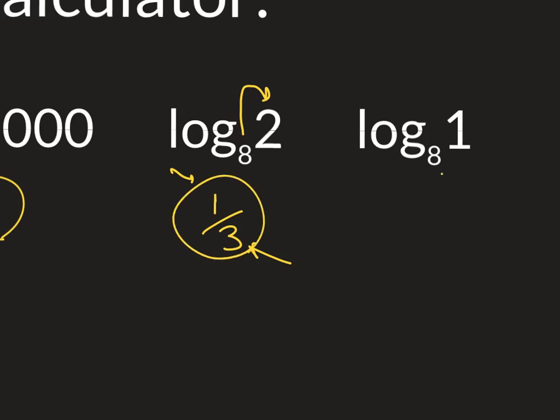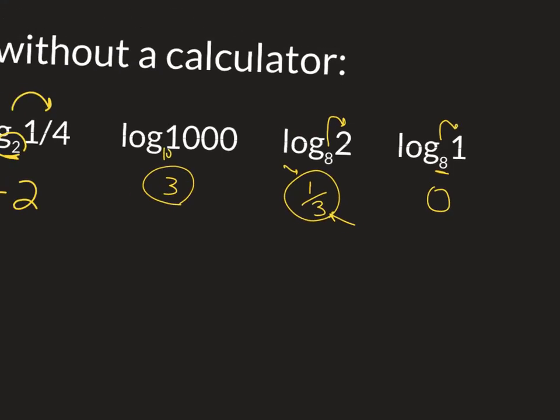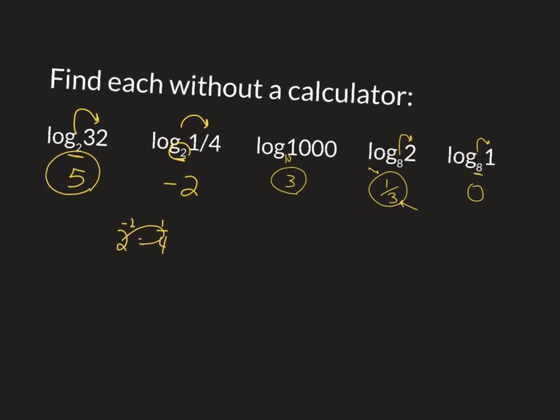And the last problem, 8 to what power is 1? Think about that. What power do you raise anything to and get 1? It's the 0 power. Anything to the 0 power is 1. So that's the answer. Now, one thing I want you to get from the slide is how to make sure you got the pattern for how you do these.